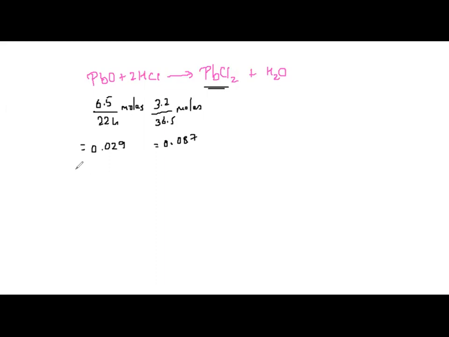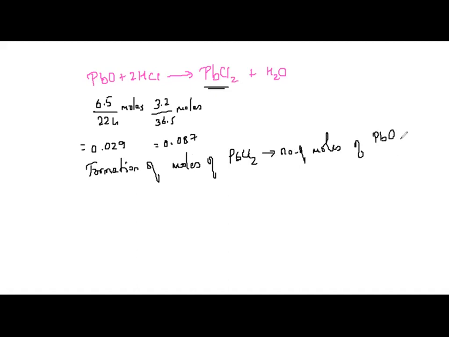Yes, okay. So what they have asked is the formation of moles of lead chloride. What does the formation of moles of lead chloride PbCl2 depend on? It depends upon the number of moles of lead oxide. Yes or no? Because here, if you see, this is less in quantity, so this lead oxide is the limiting reagent. It is the limiting reagent, correct?